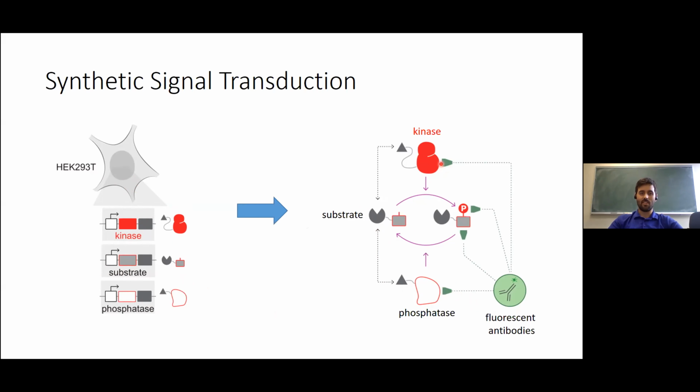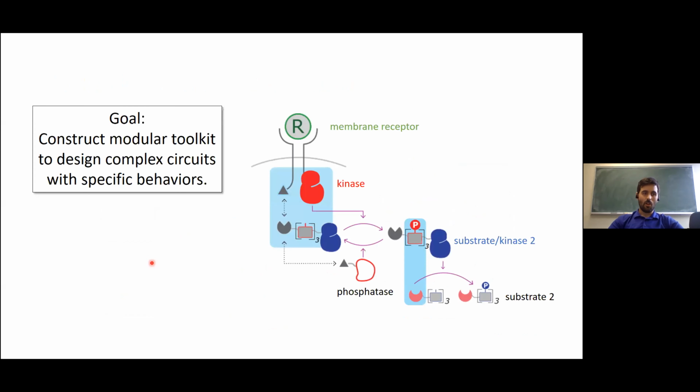So for example, in this case, they can measure the concentration of kinase, phosphatase, the substrate, and then also separately measure the concentration of phosphorylated substrate. In these systems, they can control various properties like the concentrations of all the different proteins, the binding affinities of the different enzymes with the substrate, and also the phosphorylation or dephosphorylation rates of the different enzymes. Their goal is to eventually construct a modular toolkit to design complex circuits with very specific behaviors. Here's an example where you can imagine daisy chaining some of these molecular circuits together to create a circuit with much more complicated behaviors.